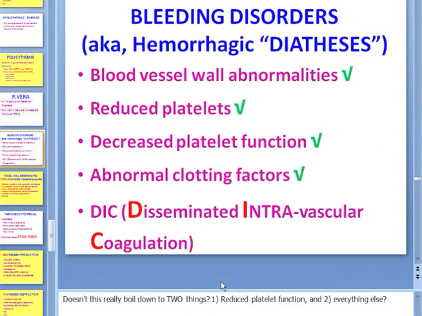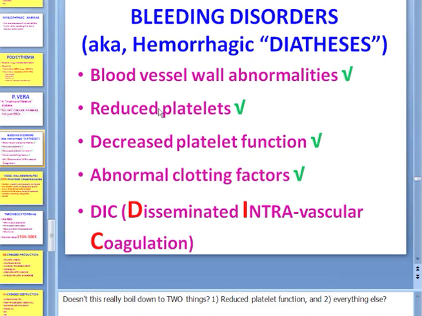Why would people bleed? Well, one reason they bleed is that they have something wrong with their blood vessels, and therefore their blood vessels are leaking or getting holes in them or not having enough anatomic histologic integrity. Another reason to bleed is to have reduced platelets. Another reason is to have normal platelets, but the platelets aren't working well functionally. These are called the qualitative platelet disorders, whereas these are the quantitative platelet disorders.